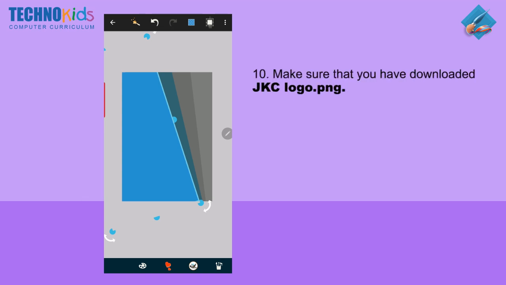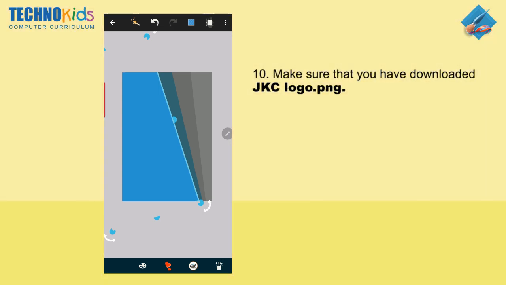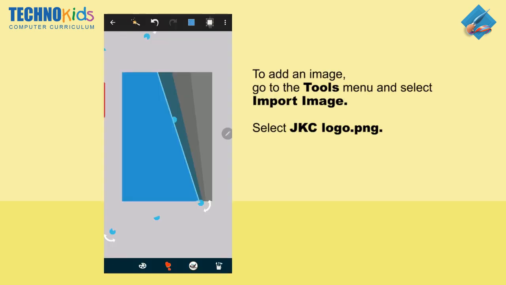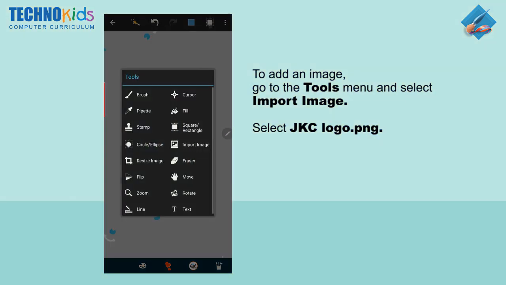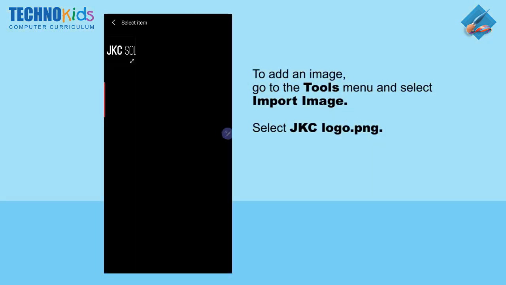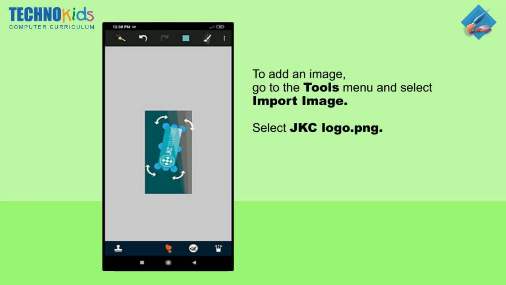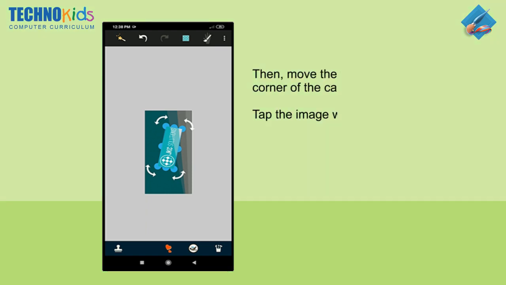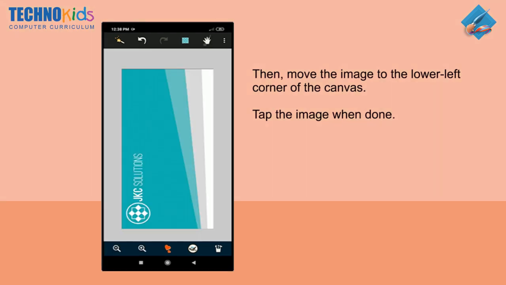Number 10. Make sure that you have downloaded jkclogo.png. To add an image, go to the Tools menu and select Import Image. Select jkclogo.png. Number 11. To rotate the image, drag the rotate handles of the image. Then, move the image to the lower left corner of the canvas. Tap the image when done.